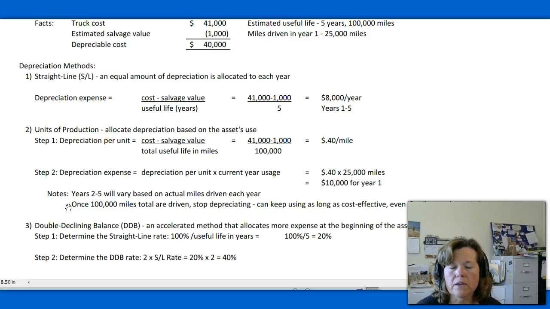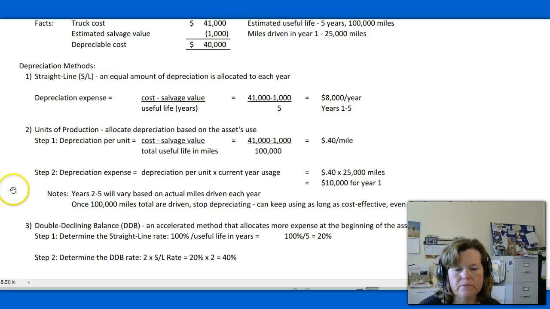You can keep using it as long as it's cost effective, even if it's no longer depreciating. But again, all we can depreciate is up to the depreciable cost, and that's based on 100,000 miles of usage. Once we reach accumulated depreciation of 40,000, no more depreciation for that asset, even though we may continue to use it.